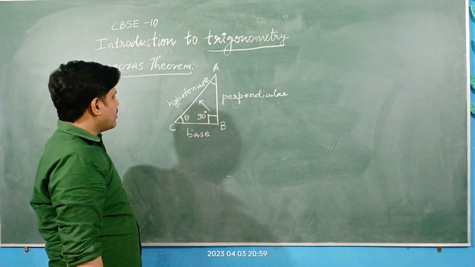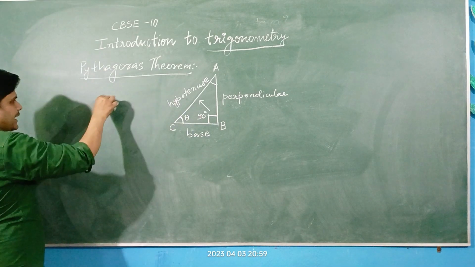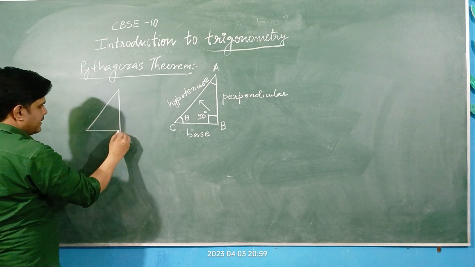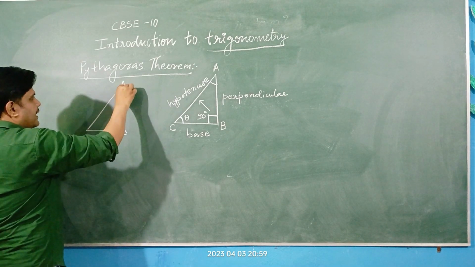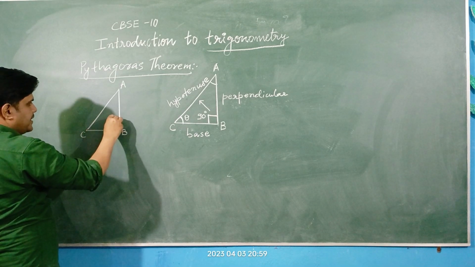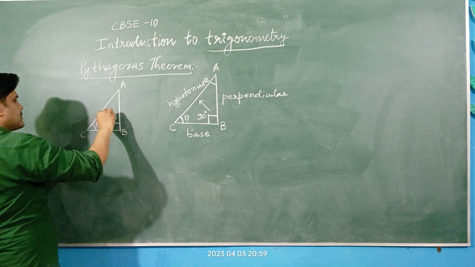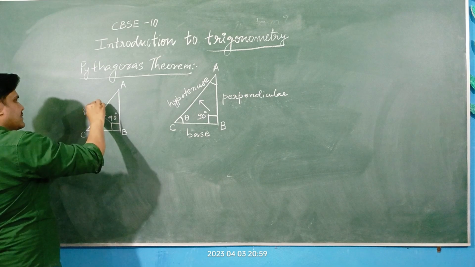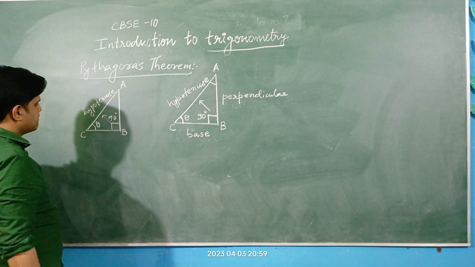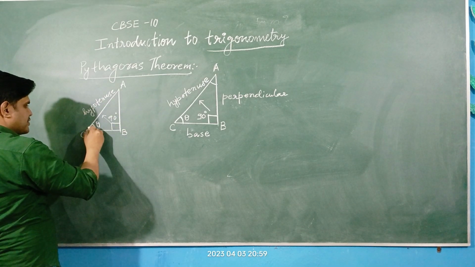Now, moving on, we can also name the same things differently. Let me draw the triangle again. Let's name it the same way: B, A, and here at C. It is again right angled at B. Let's name this point of observation theta. The side opposite to this will be called hypotenuse in this case as well.